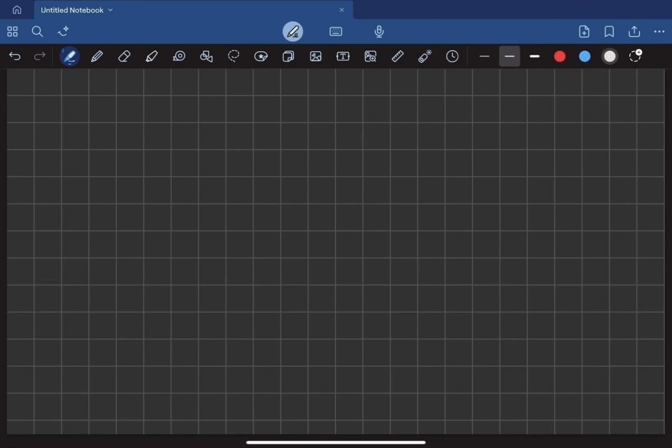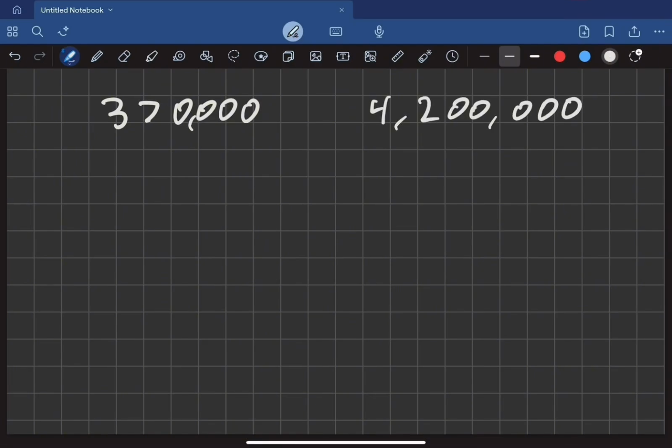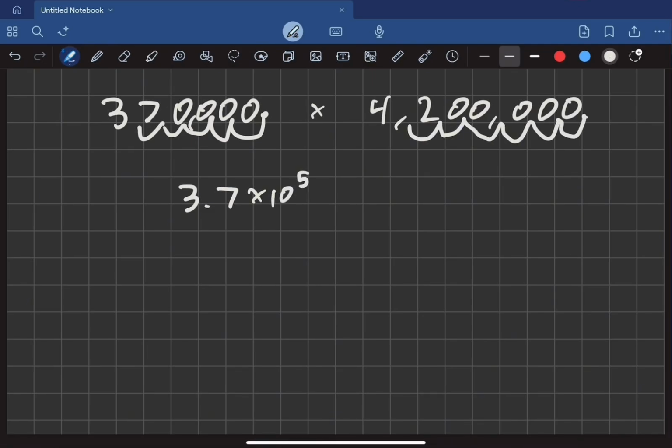So now that we have that rule taken care of, let's think about why it might make our life easier. Let's say we want to multiply together 370,000 and 4,200,000. Say we want to multiply these two big numbers together. If we write them in scientific notation, this would become, put the decimal there, 1, 2, 3, 4, 5, 3.7 times 10 to the fifth. And this would become 1, 2, 3, 4, 5, 6. So times 4.2 times 10 to the sixth.